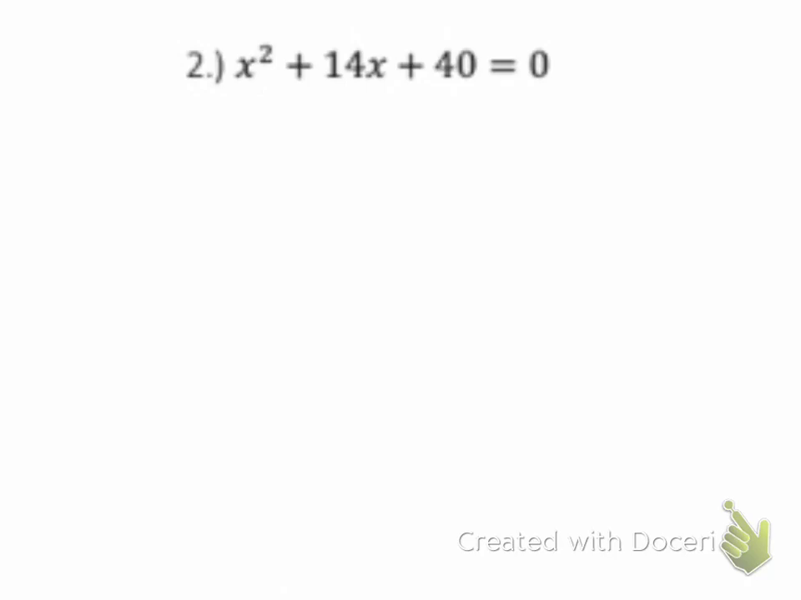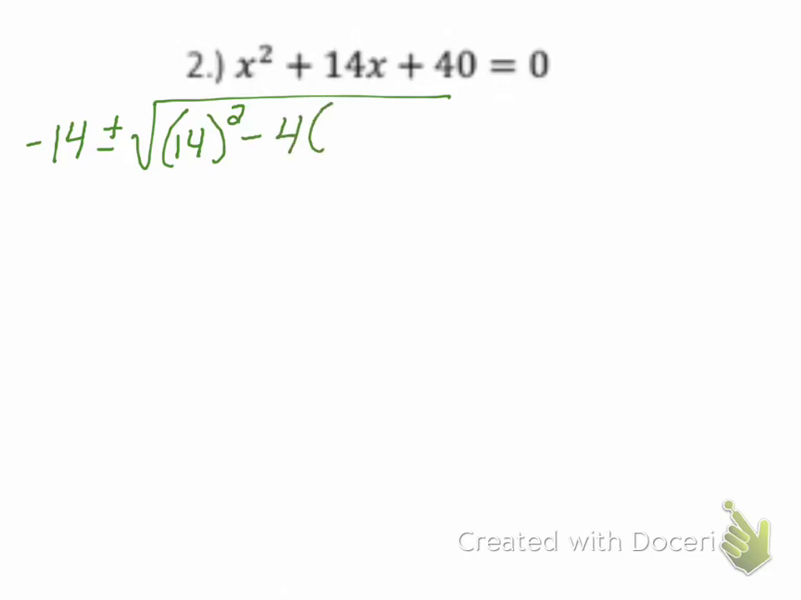So looking at number 2, try that one on your own as well, and then check back to see if you have the same answer as me. So I would have started with, it's already in standard form, so I can go ahead and just go opposite of b plus or minus the square root of b squared, or 14 squared, minus 4 times my a value times my c value, all over 2 times my a value of 1.